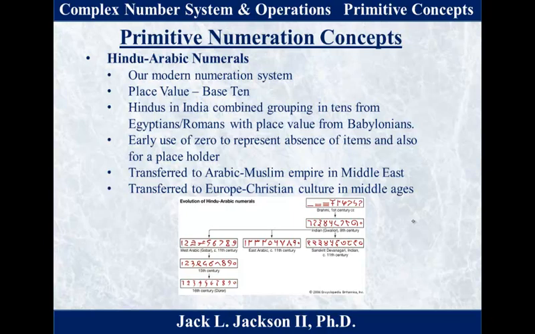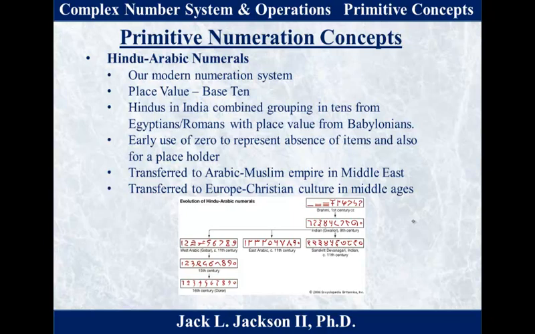The Hindus in India were the first ones to come up with this, and they took a couple ideas. They took the base 10 idea of grouping in tens that maybe the Egyptians and Romans had used, but they also combined that with the place value idea that the Babylonians have. Now, I don't know enough about the history of this to know for sure, but I suspect that they at least got this idea of place value from the Babylonians, who had the place value much earlier.